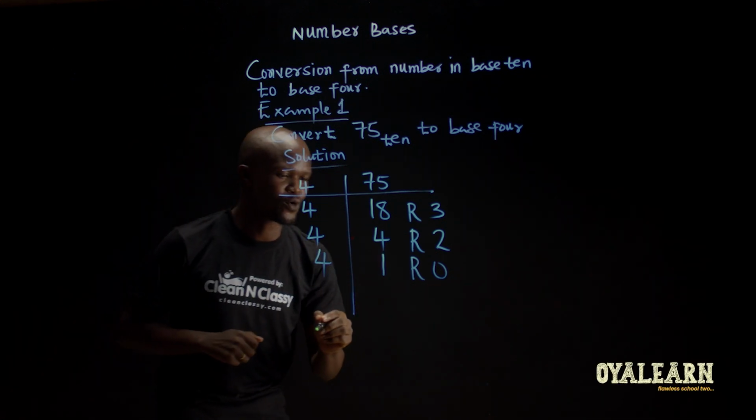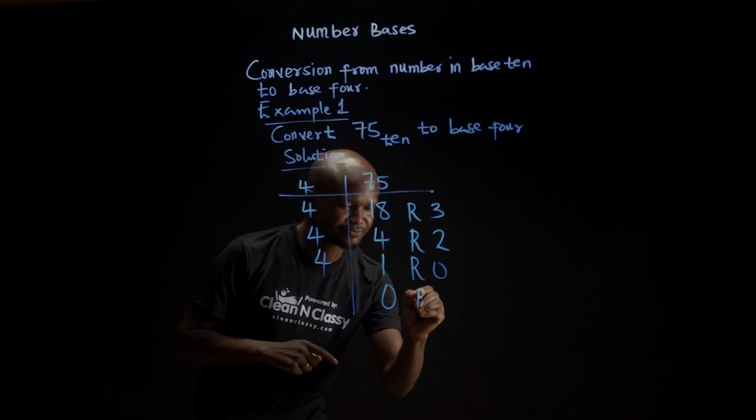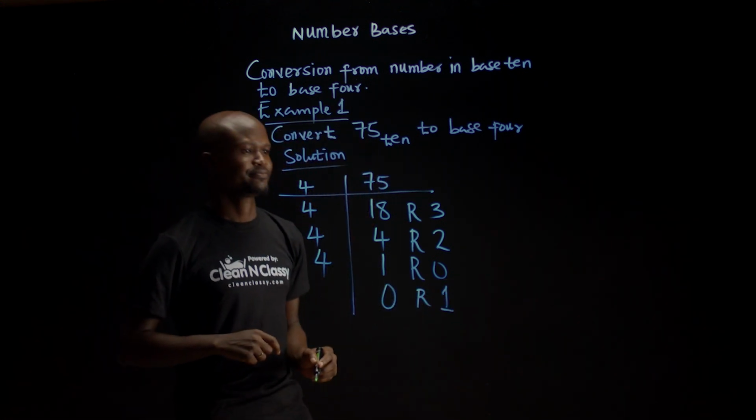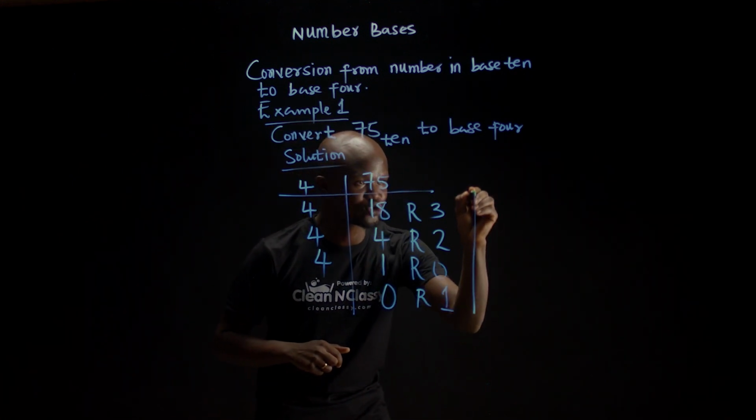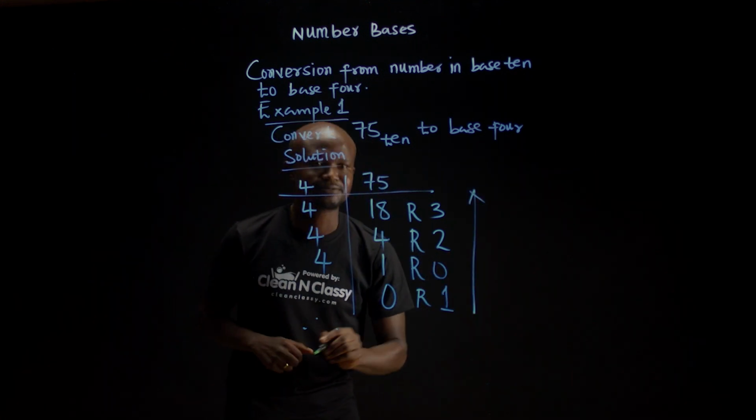Now, dividing by 4. 1 divided by 4. What do we have? 0. What is the remainder? 1. Don't forget to take the numbers from down to up. Then, we conclude.